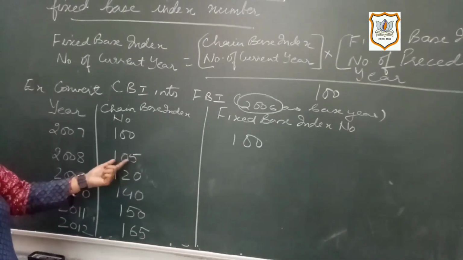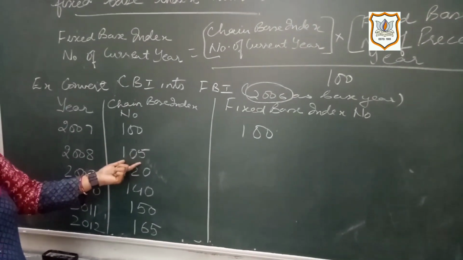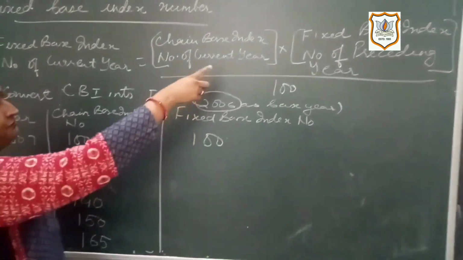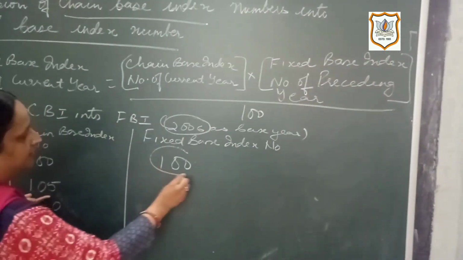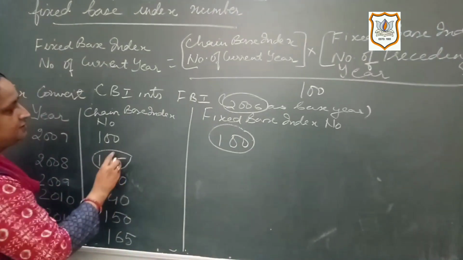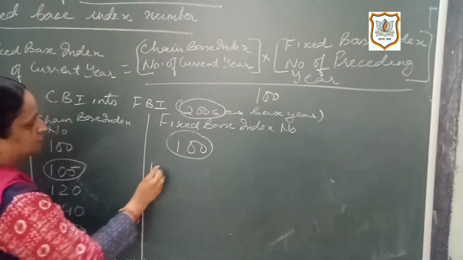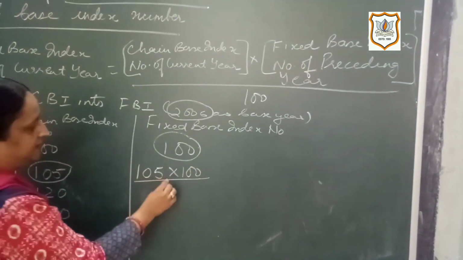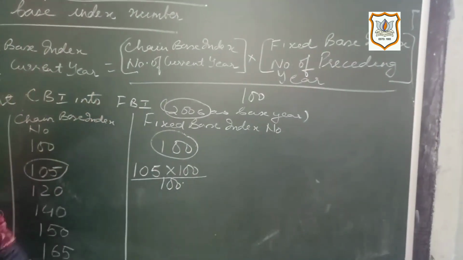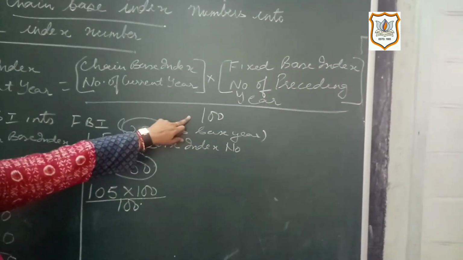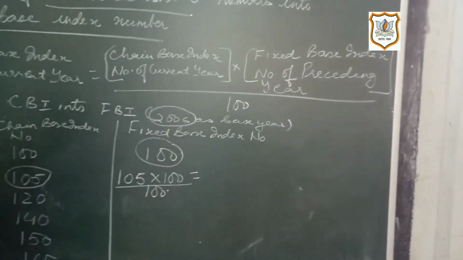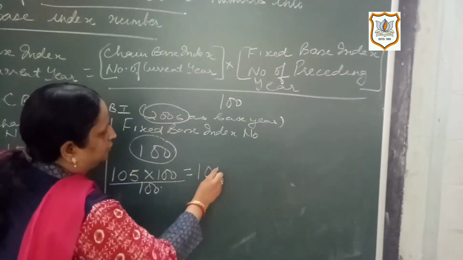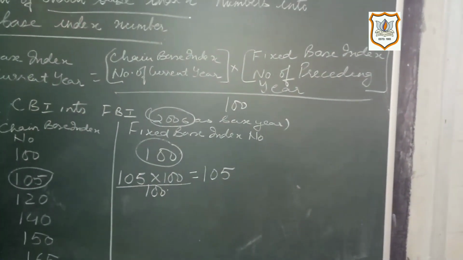Here the current value for 2008 is 105, that is chain base number, into fixed base of preceding year. This is 100, this is current. You have to multiply these two. So you will have 105 into 100 divided by 100. Denominator will always be 100. Now when you calculate this, 100 will get cancelled and you will have 105.